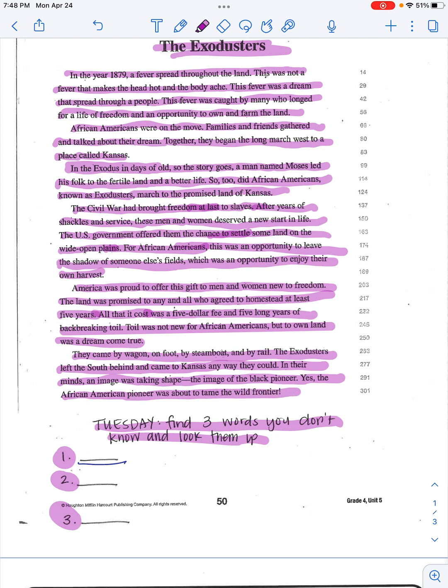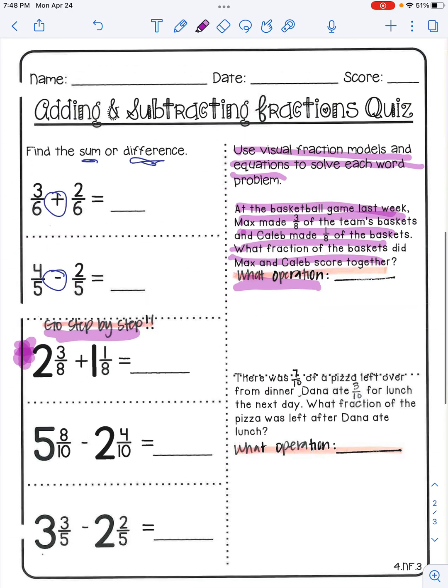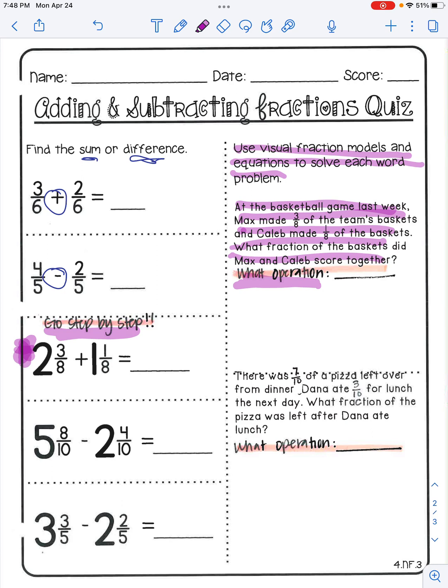Okay, so you're going to find 3 words that you don't know. You're going to put them here, and you're going to look them up. So give us the definition of what they mean. Okay, so on to this. I'm going to do one of each problem here. So find the sum or difference. So obviously we're going to start with the sum.